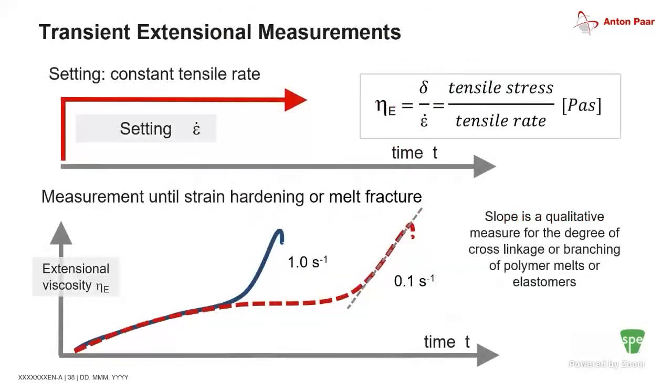And so one of the common techniques is what's called a transient extensional measurement. So again, you apply a set shear or tensile rate, and you see how the material behaves as a function of that. So you can see things such as strain hardening or melt fracture, which aren't easily obtained from a shear standpoint in this case.